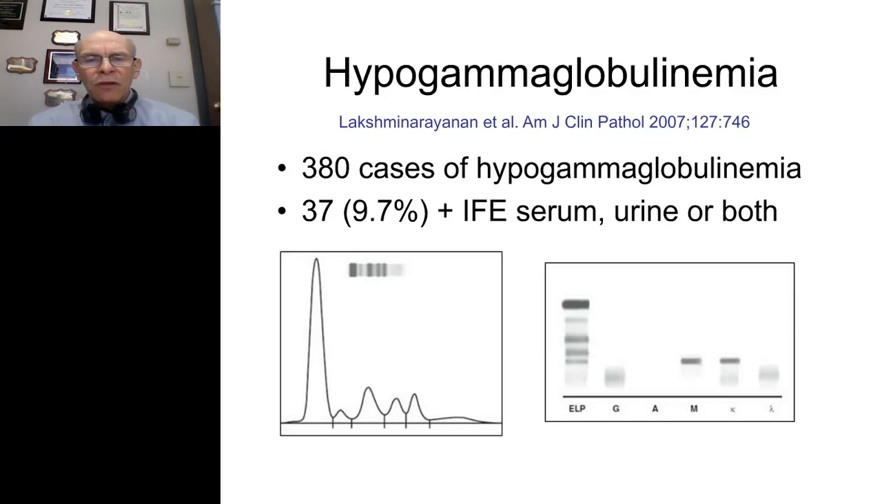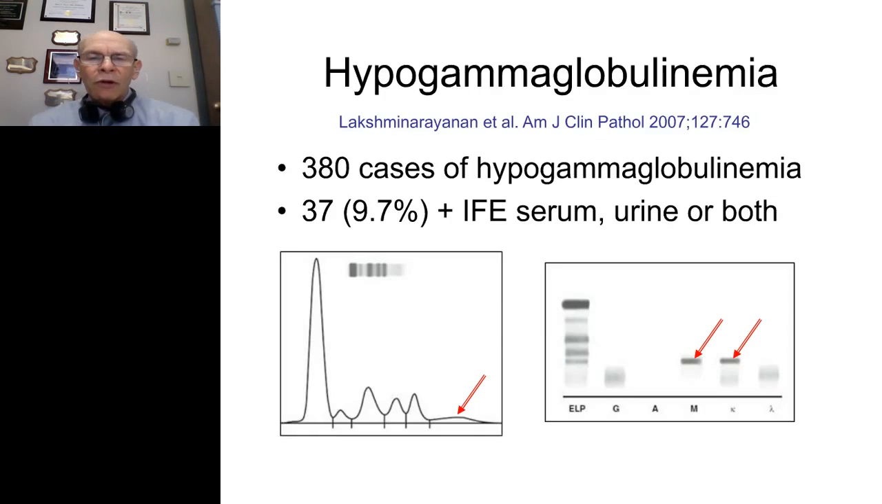Here's one of the cases that they show in their article. There's hypogammaglobulinemia in the gamma region, and on this same case, when they did immunofixation, it stained with kappa and lambda as a discrete spike.